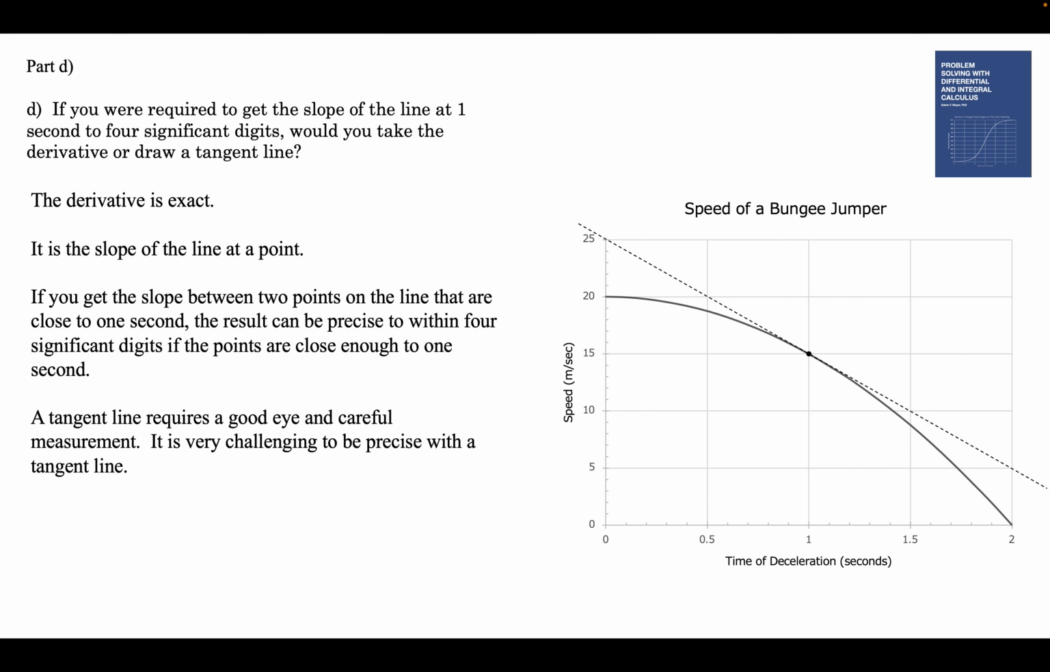A tangent line requires a good eye, and if 2 people measure the tangent line, the results are not going to be the same to 4 significant digits. It's very challenging to be precise with the tangent line. So if you need precision, get the derivative. It's exact.